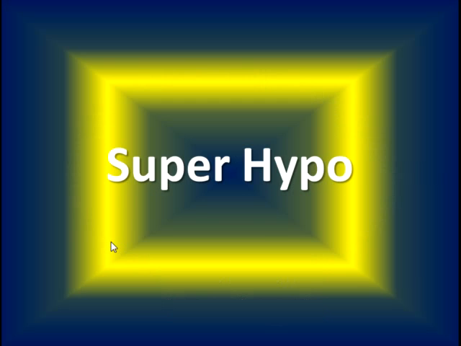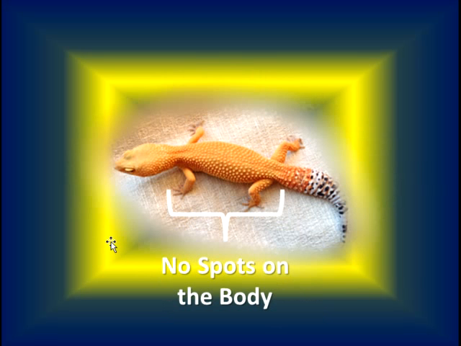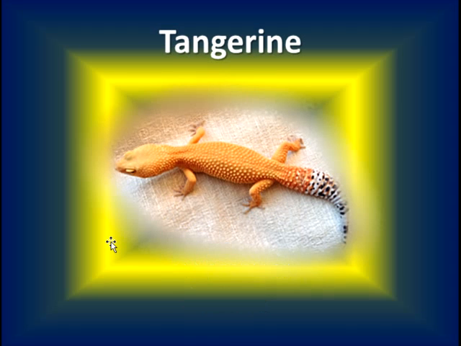Next is super hypo, and these guys have absolutely no spots on the body, excluding the head and tail. So this girl is a super hypo, so she has nothing on her, no freckling, no nothing. Tangerine is just a gene that people breed for oranging, like just the orange body. So I don't know what would make you really consider a tangerine. I guess it's just if it's orange.